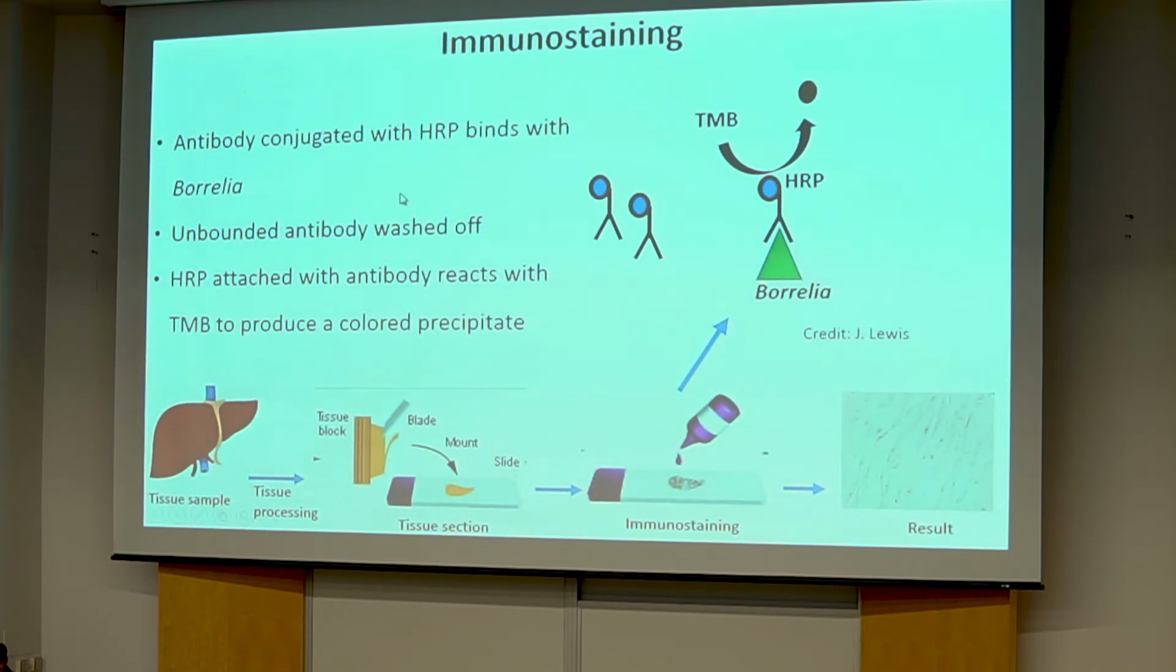For immunostaining, we use an antibody which is conjugated with HRP, and it binds with the Borrelia. After this step, we do a wash, where unbound antibody is washed off, and then we add TMB. HRP attached to the antibody reacts with the TMB and produces a colored precipitate. And under the microscope, we found an image like this one.